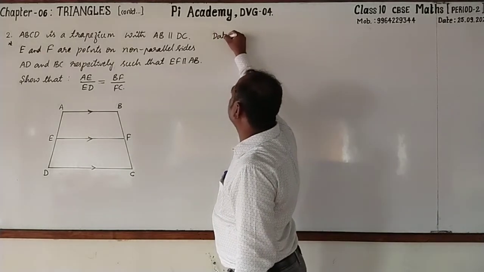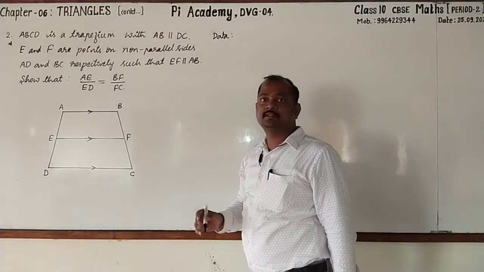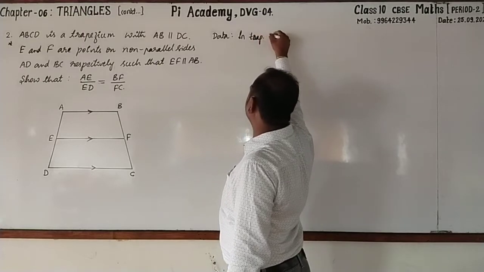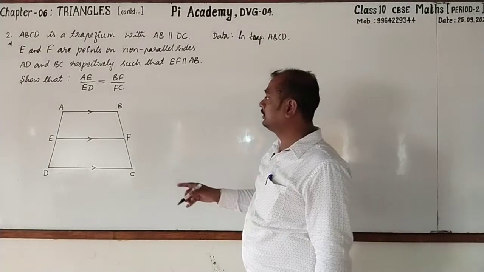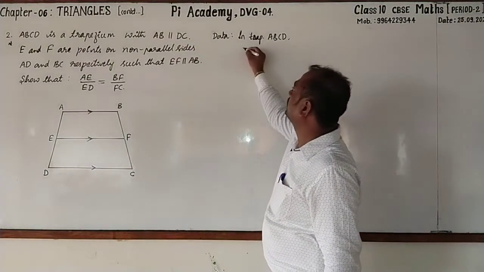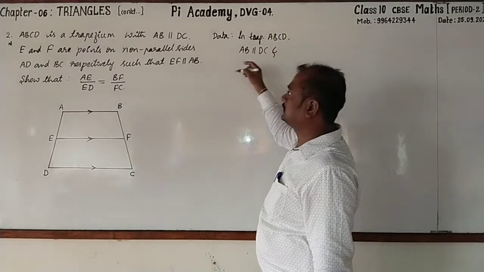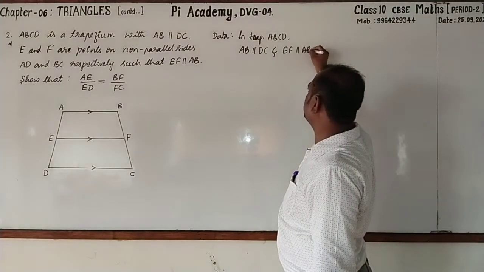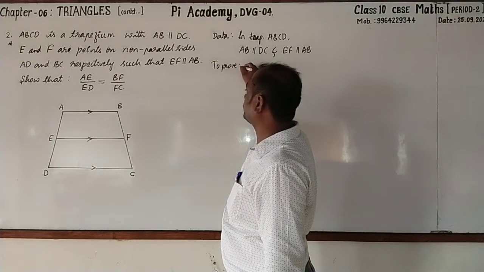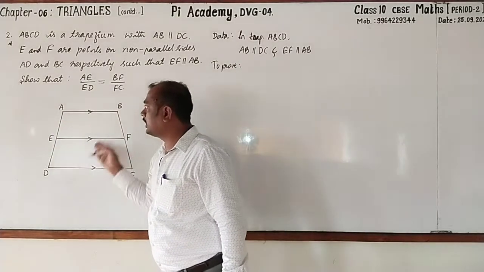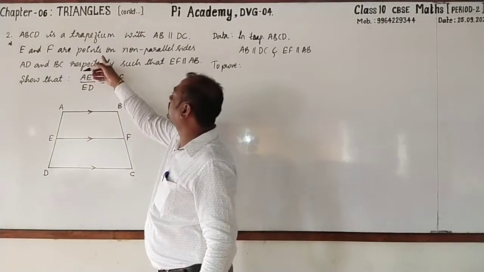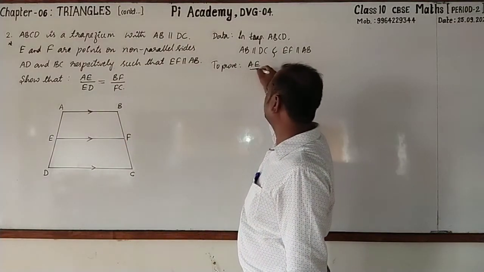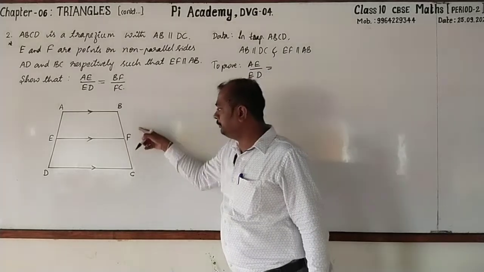Now, write. First data. What has been given? ABCD is a trapezium. Here I write in trapezium ABCD. What has been given? AB parallel to DC. Not only that, even EF is parallel to AB. EF parallel to AB. With this information, we are going to prove that those parts, the non-parallel sides. E and F are the points on non-parallel sides AD and BC respectively. Then we should prove AE by ED is equal to BF by FC.